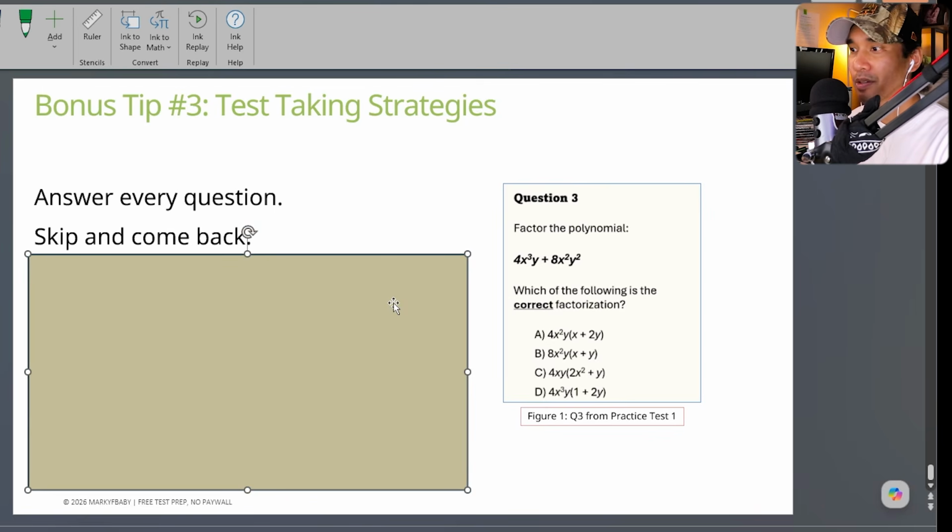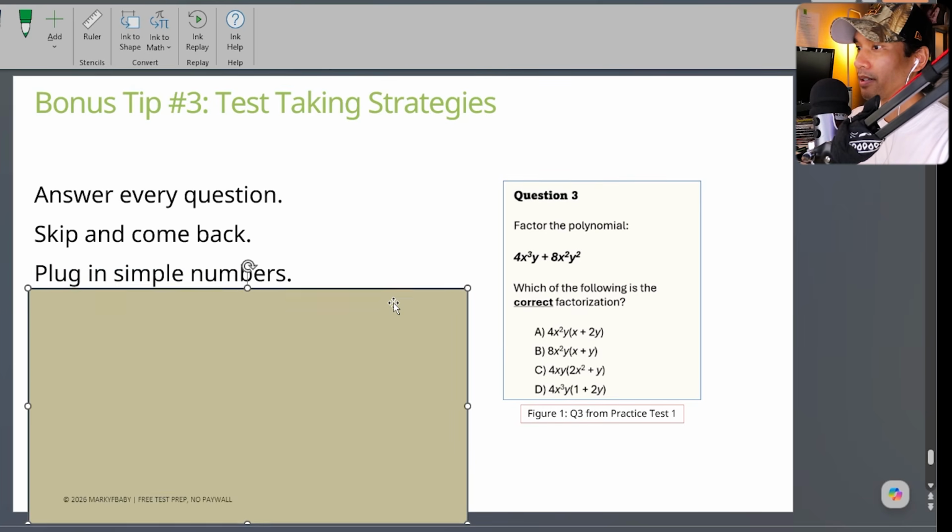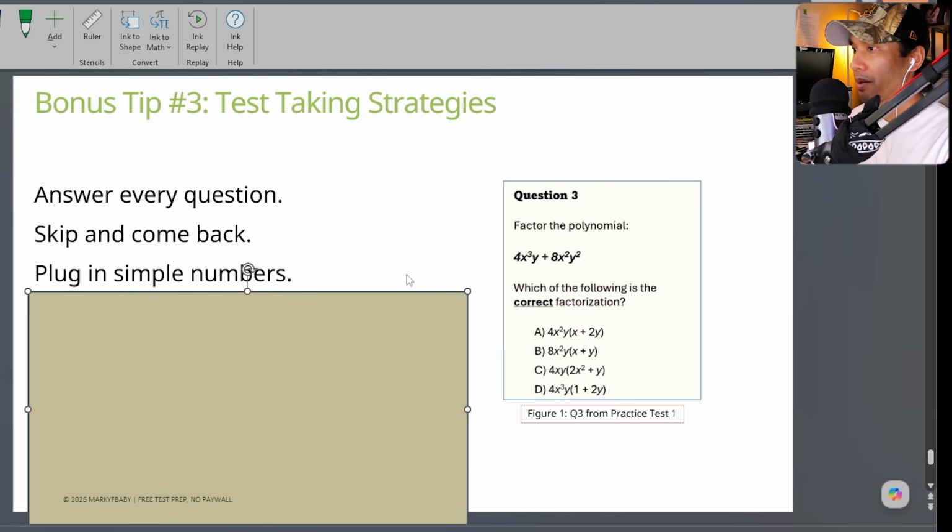If you're good at algebra and plugging in the numbers to the equation and just simplifying, do those real quick. You will be confident with those questions. And then come back to the hard ones. Don't get stumped on the hard ones, okay? Skip them.